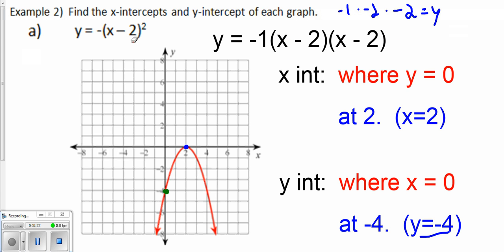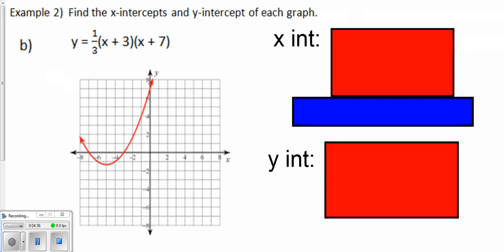Plug it in as 0, solve it out, whatever y is, that's your y-intercept. Same thing with your y: plug it in as 0, use your factors and set them equal to 0, and find out what your x's would have to be. So let's do another kind of similar one. Example 2, part B. Same thing, we need our x and y-intercepts from each graph.